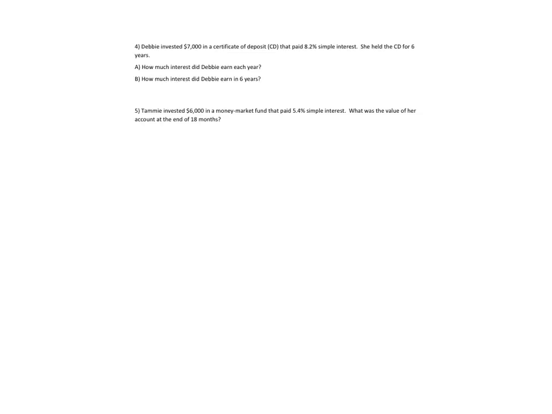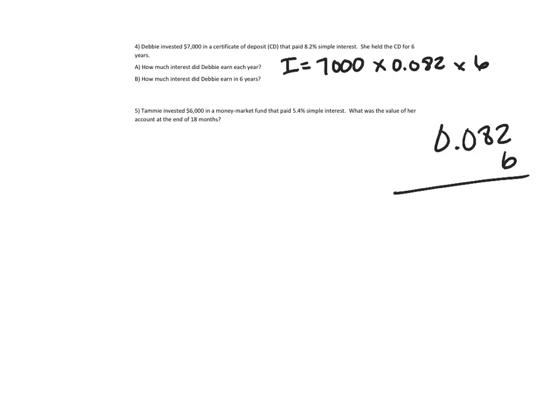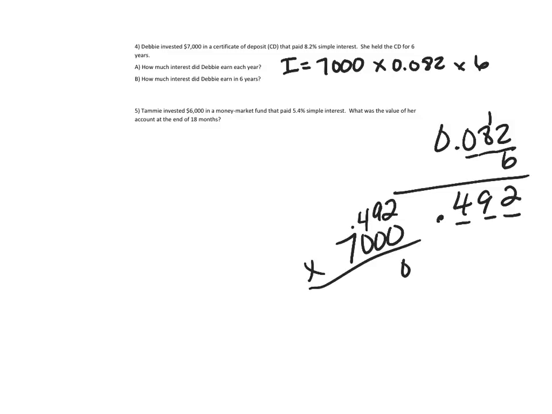Okay, number 4, Debbie moved $7,000 into a certificate of deposit, or CD, that paid 8.2% simple interest. She held the CD for 6 years. So how much interest did she earn? So you would do your interest equals 7,000 times 0.082, and then for 6 years. So I'm going to go ahead and do the math for 0.082 times 6, and we get 0.492. So 7,000 times 0.492. And I keep putting it on the top because there's more numbers to multiply, and it would be easier if I just did the one strand.